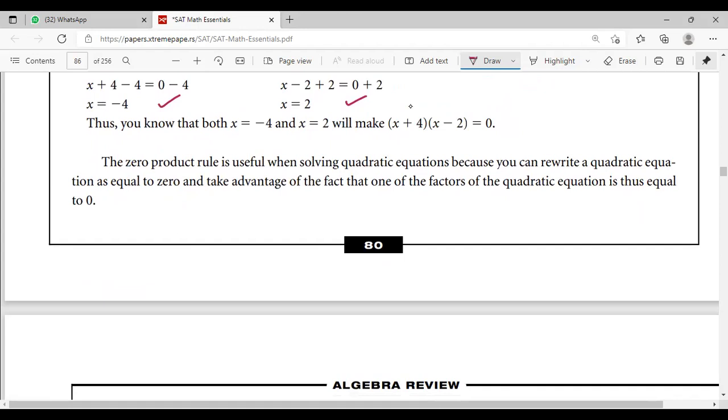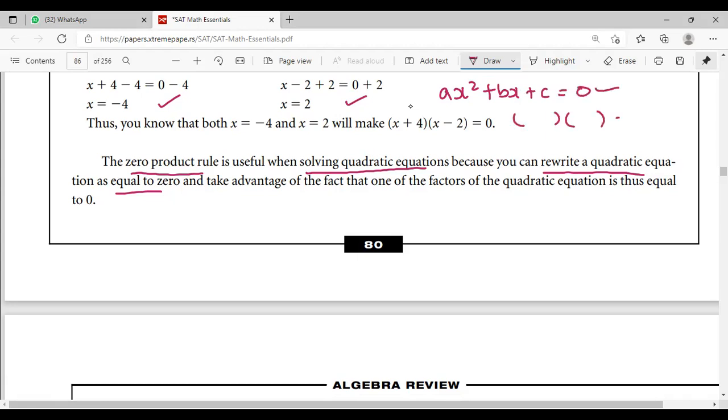So here they're saying the zero product rule is useful when solving quadratic equations, because you can rewrite a quadratic equation as equal to 0 and take advantage of the fact that one of the factors of the quadratic equation is thus equal to 0. Whatever we have discussed, right? In a quadratic equation, everything comes to one side. This is the general form, ax square plus bx plus c equals 0. Here it is 0. When we have two factors, and one of the two equals 0, then we can easily find the value of x.